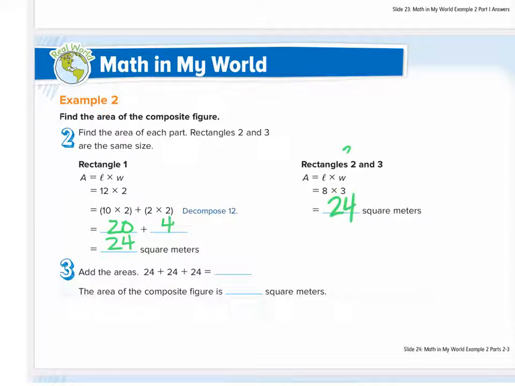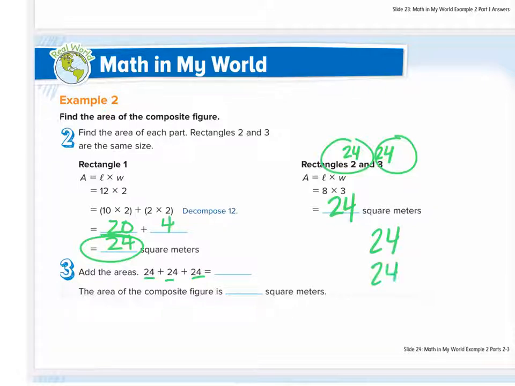So remember, we have 2 rectangles that are 24 square meters there. So we have 1, 2, 3 rectangles, and they all have an area of 24 square meters. So 24 plus 24 plus 24 is 4, 8, 12, 2, 4, 6, 7. 72 square meters.